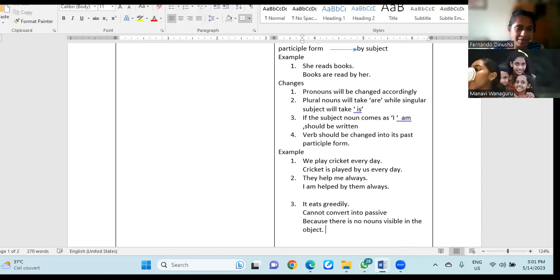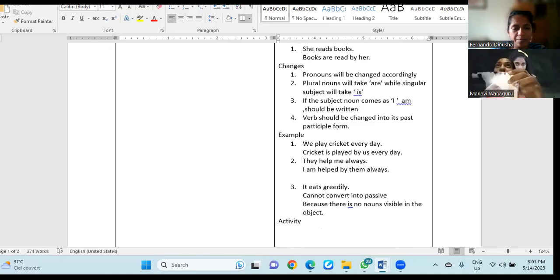Now did you get Manavi? Is it clear? Yes, teacher. Shall we go to activity then? Now what you have to do is create 5 sentences in passive.